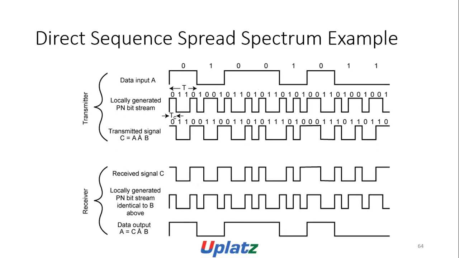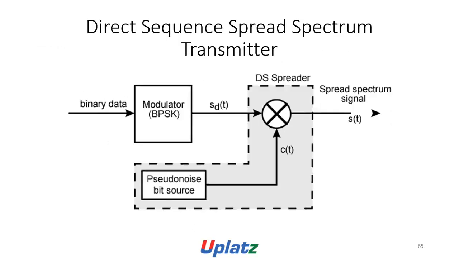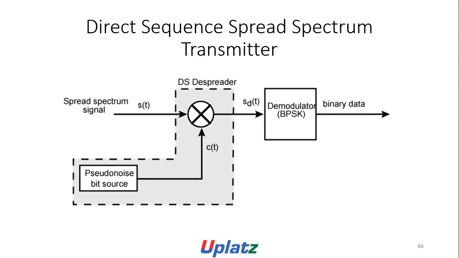On the transmitter side, the data input and the locally generated PN bit stream produce the transmitted signal, and the receiver receives the signal. The locally generated PN bit stream is identical, and the data output is shown. Direct sequence spread spectrum transmitter: binary data goes to the modulator, BPSK, and is mixed with the pseudo-random bit source. The spreading is done and the spread spectrum signal is obtained. At the receiver, the spread spectrum signal is given, then despread using the pseudo-random noise bit source, and the demodulator, BPSK, is used to get the binary data.